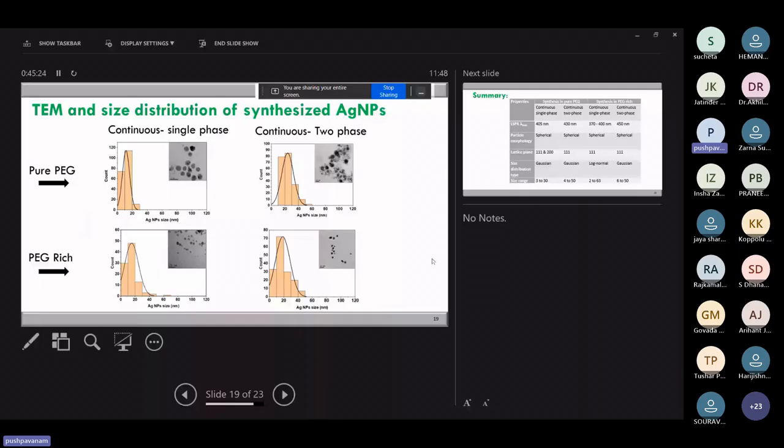After doing all this synthesis, you can characterize the particles by looking at the TEM images, and you can look at the size distribution. You have to decide for your particular application whether the distribution that you're getting is good enough or not. So basically, these are the steps for an application.